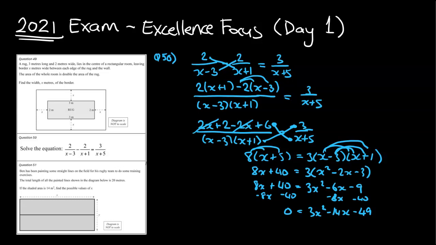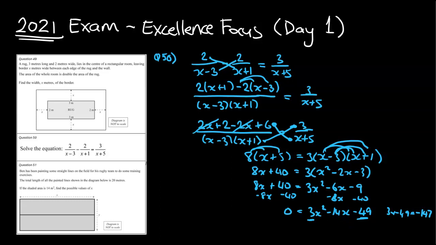Again, it's going to be a bit messy here, I think. So we've got 3 times negative 49. Annoyingly, that's going to be negative 147. So I now need to think what adds to negative 14 and multiplies to negative 147. And at this stage here, I am a bit like, I don't really know what's happening.